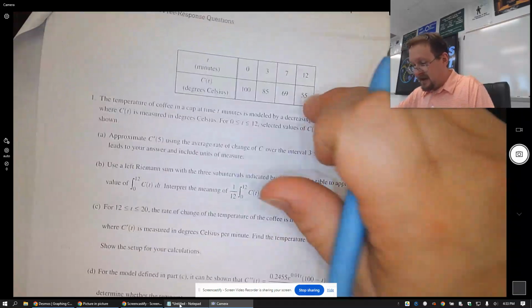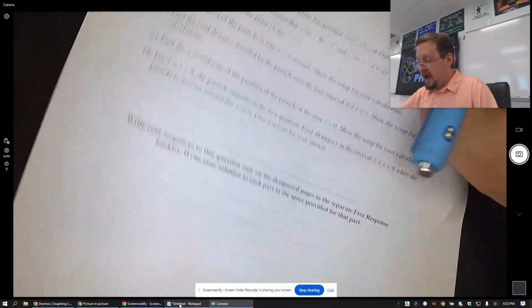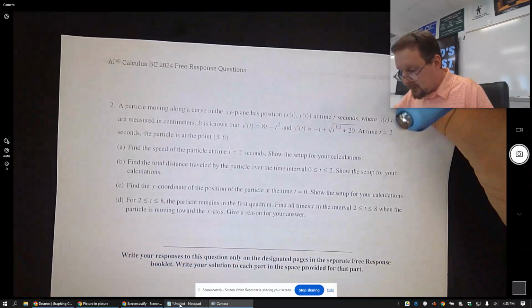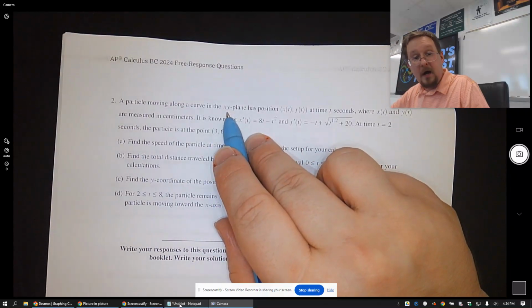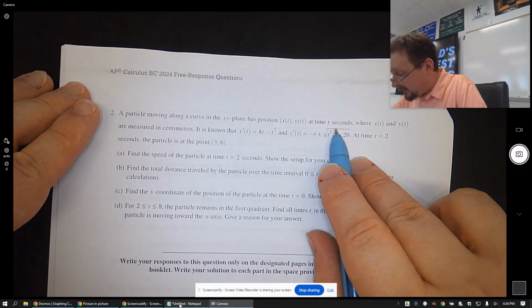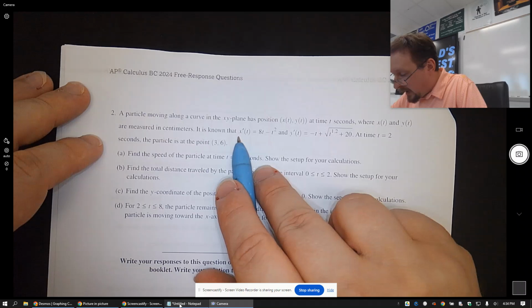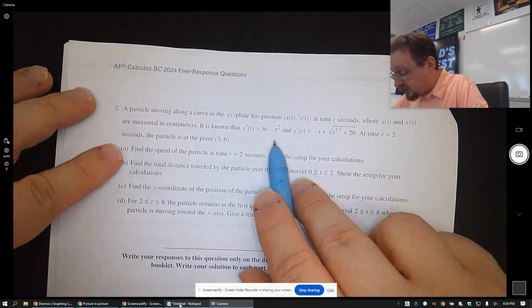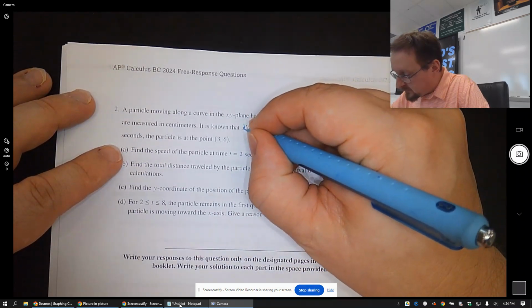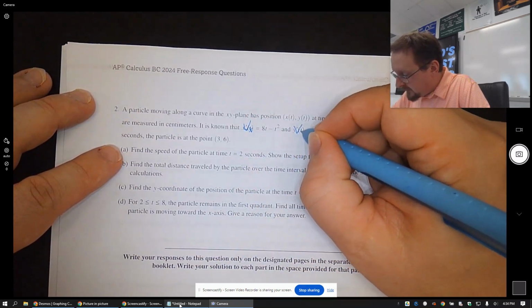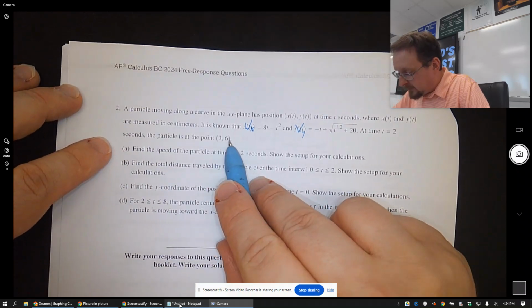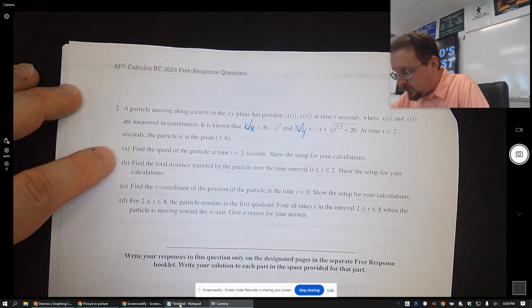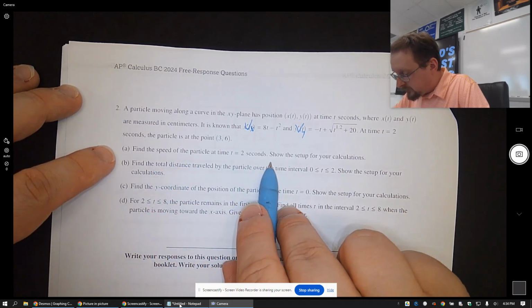BC had the same hot coffee problem, but they had a different one here. Let's see what's going on. We also have particle motion like the other one, but this is in an XY plane at time t seconds, x and y. We know the derivatives, which are the velocities. In my world, this would be called Vx, and this would be V subscript y. At time 2, we have the point x at 2, y at 2. Find the speed of the particle at t equals 2 seconds.